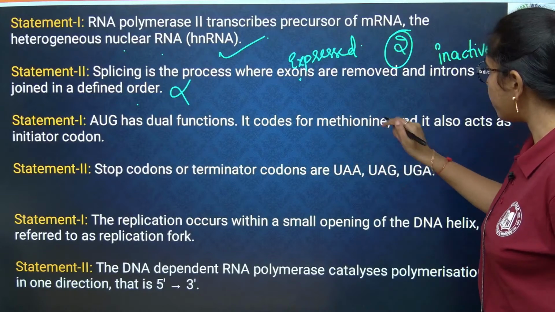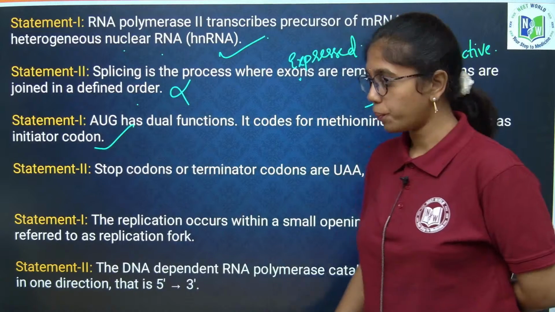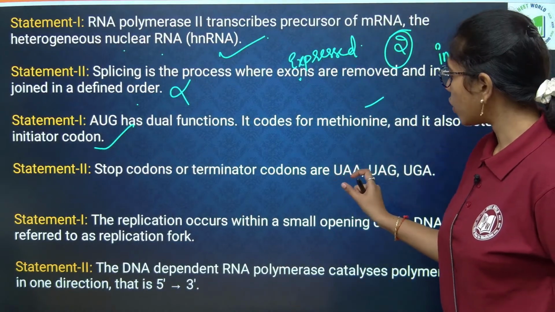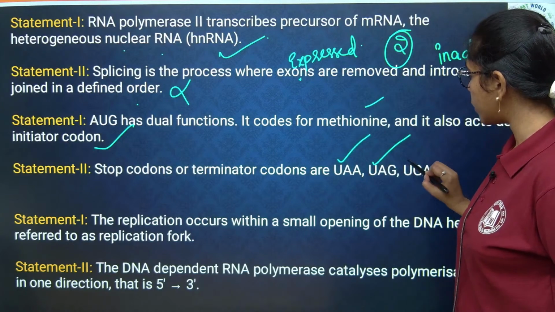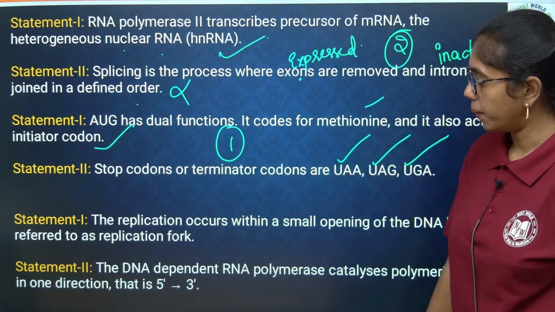Okay. Next, AUG has dual functions. It codes for methionine, correct, and it also acts as the initiator codon. True. Statement 2, if you take, stop codons or terminator codons are UAA, UAG and UGA. Both statements are correct, so you will go for option 1.